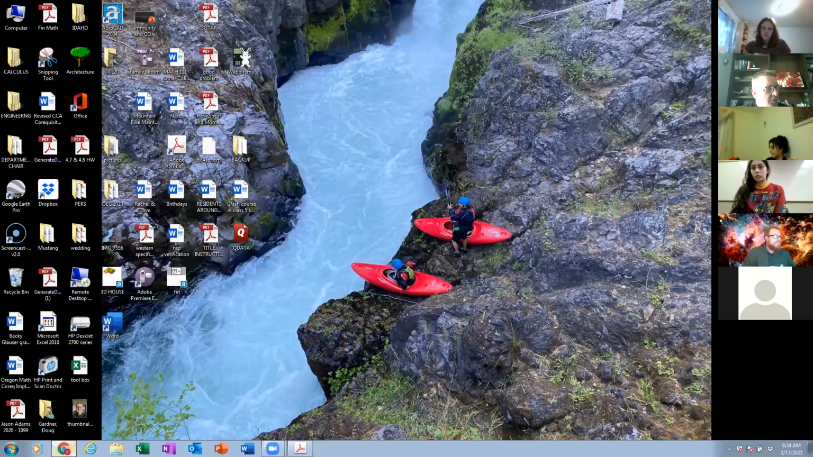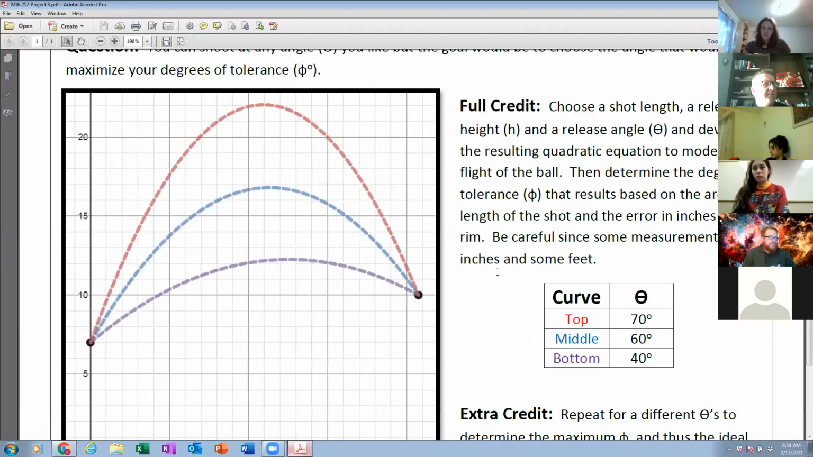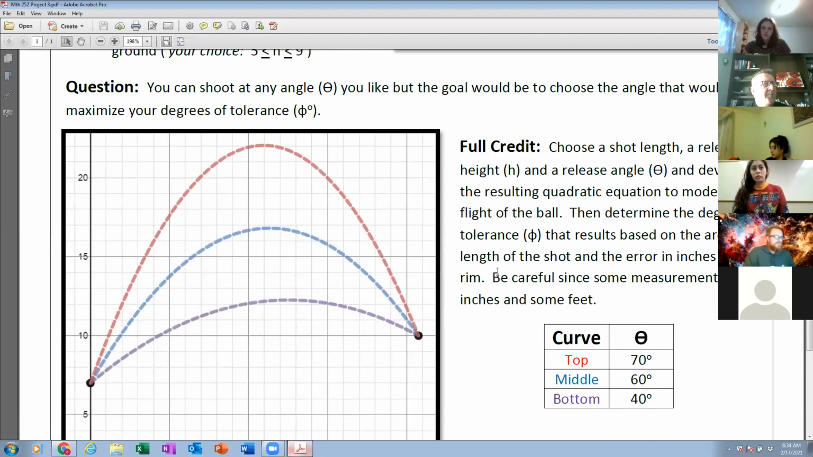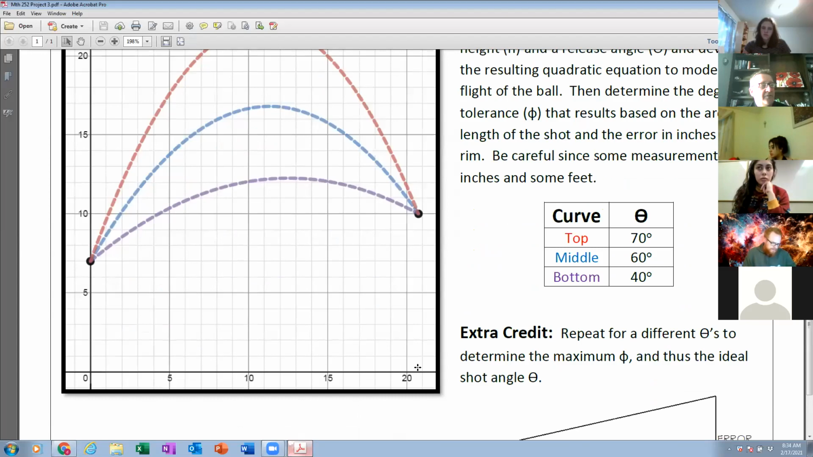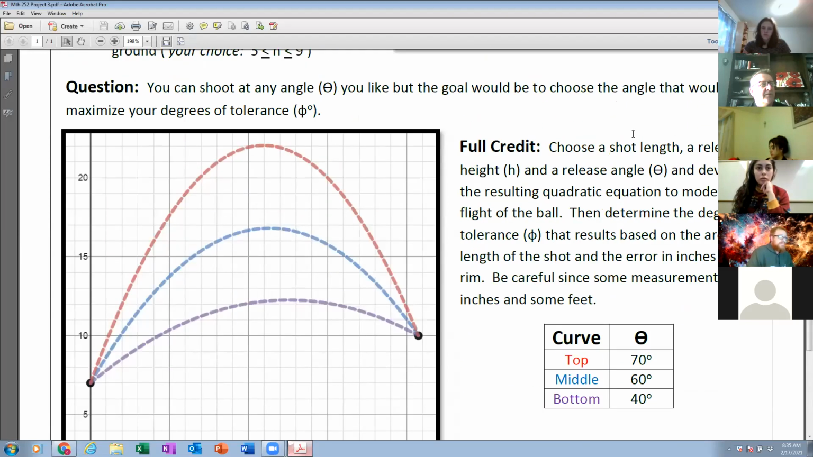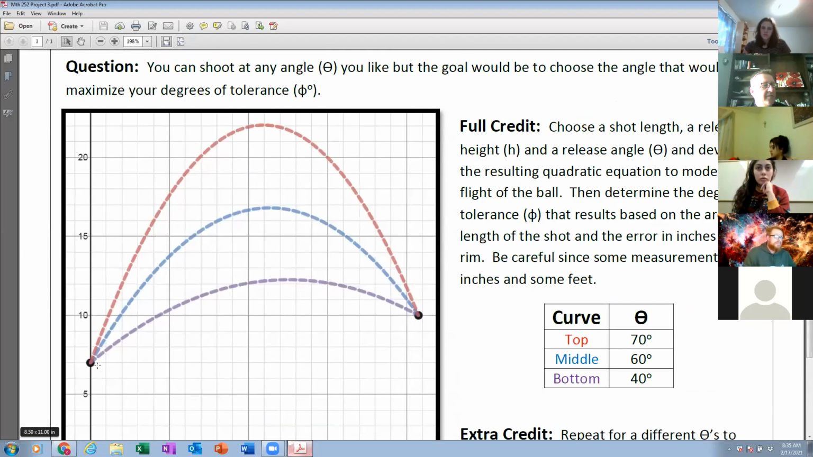So really what I want you to do, to back up, is for full credit, choose a shot length. And again, in this picture, that's 20.75. I don't care what your shot length is. And a release height, H, I chose 7 feet over here. And a release angle. Again, that purple one is 40 degrees. And then develop the resulting quadratic equation to model the flight of the ball. In other words, find that equation that models that.